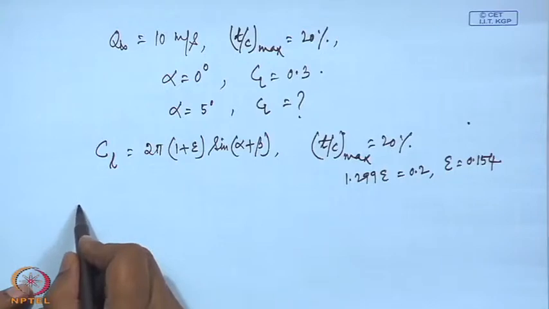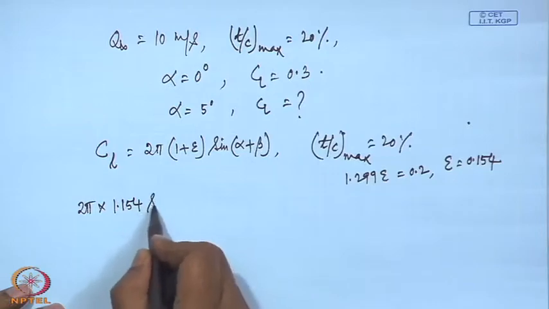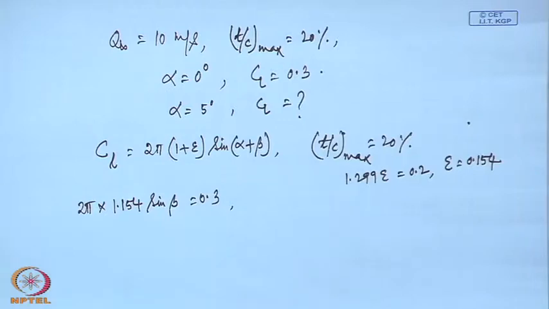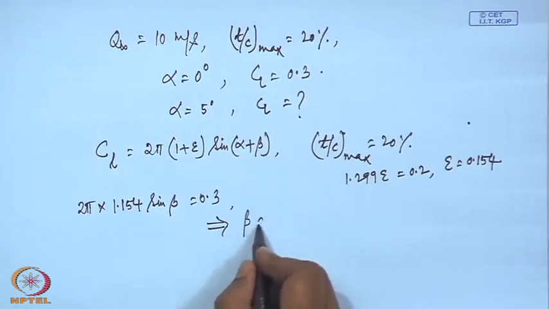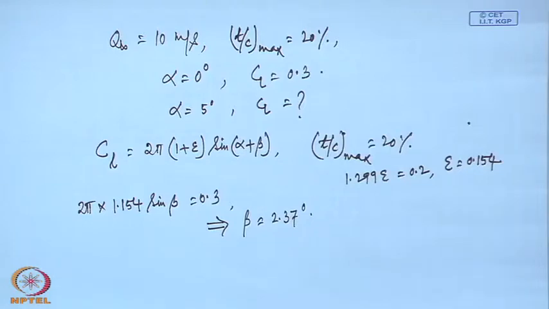So, we have 2 pi into 1.154 into sin beta equal to 0.3. So, that will give you beta. It will give beta equal to 2.37 degree. So, now you can find what the CL is when alpha is 5.